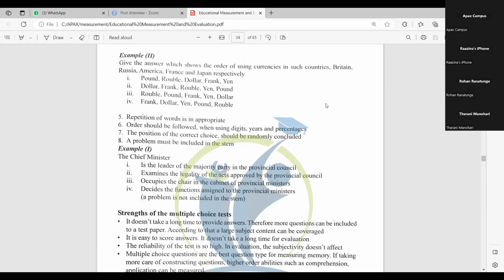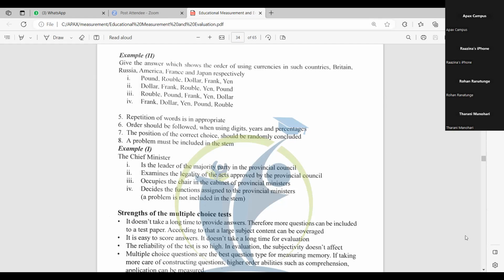And then a problem must be included in the stem. Yes, the stem should have a problem. Now, for example, "the chief minister" is not a problem, right? It's just a position. So what's the question you are asking? That question should be there in the stem. You can't say the chief minister is the leader of the majority party in the provincial council, or the chief minister examines the legality of the acts. Then we don't see a question there in the stem. So the stem should carry the question.